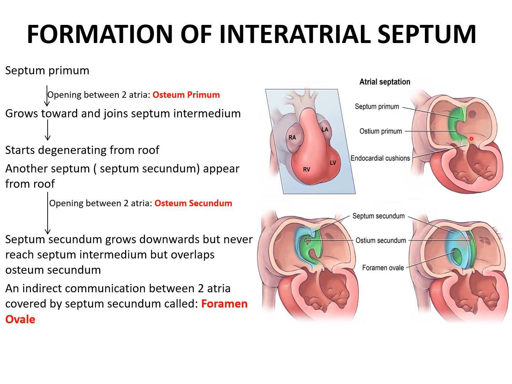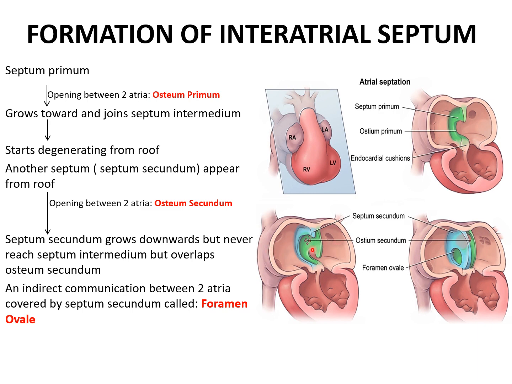This ostium primum lies between the septum intermedium and the septum primum. Later on, the septum primum joins the septum intermedium, but at the same time it starts degenerating from the upper part, as we can see here. Now a separate opening is formed, which is close to the roof, while the lower opening, that is ostium primum, ultimately obliterates because of the fusion with the septum intermedium. So this opening which has developed now is called as ostium secundum, through which the blood will be flowing between the two atria.